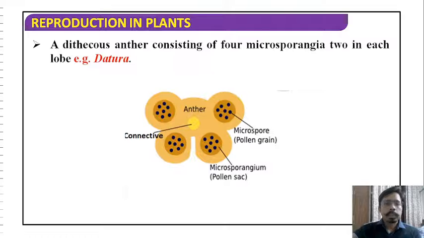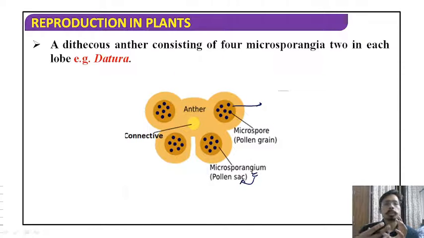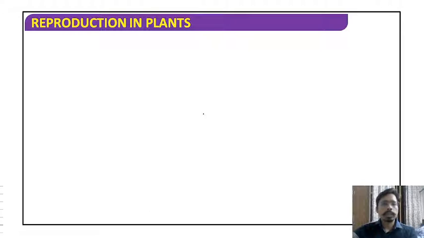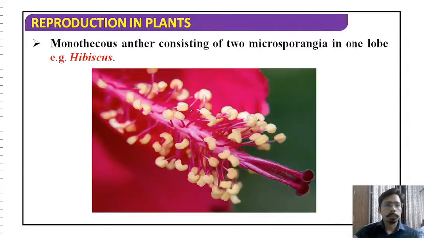This microsporangia is also called a pollen sac, and inside the pollen sac the microspores are developed by the process of microsporogenesis, and this microsporogenesis process is responsible for the development of the pollen grain. This entire structure is basically for pollen grain development.